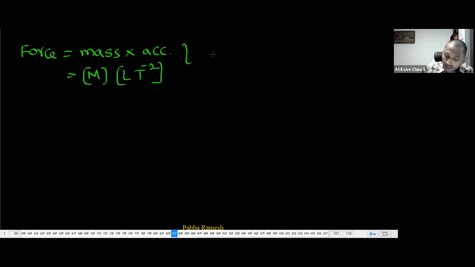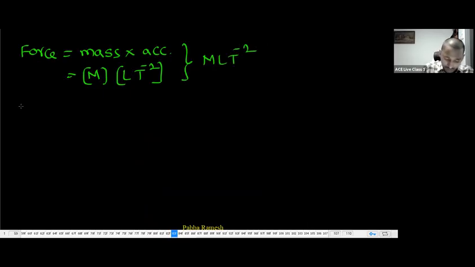After that, force. Force is equal to mass into acceleration. Mass M. Acceleration is LT minus 2. So therefore, you are getting MLT minus 2.